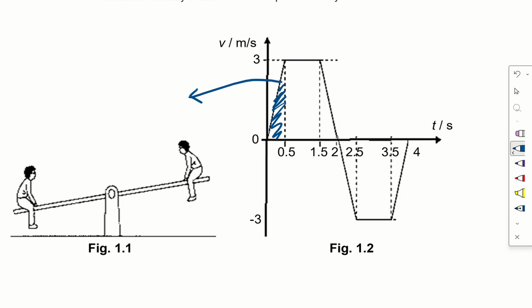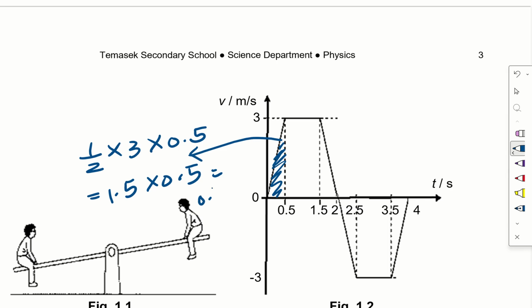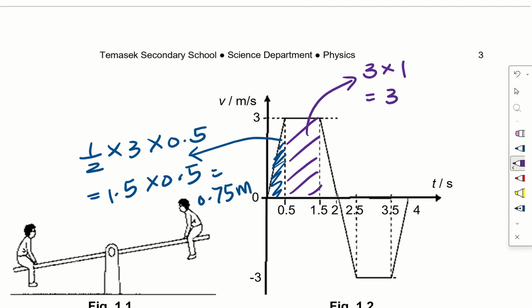The displacement is half times 3 times 0.5, because it is the area under the graph. So it is 1.5 times 0.5 equals 0.75 meters. Okay, then we can also calculate for the next time frame, which is 0.5 to 1.5, which is this, the area under the graph representing the displacement. So it's the area of a rectangle, 3 multiplied by 1, so it is 3 meters.